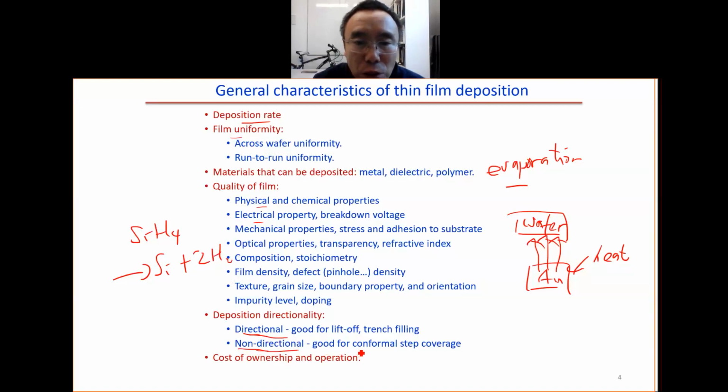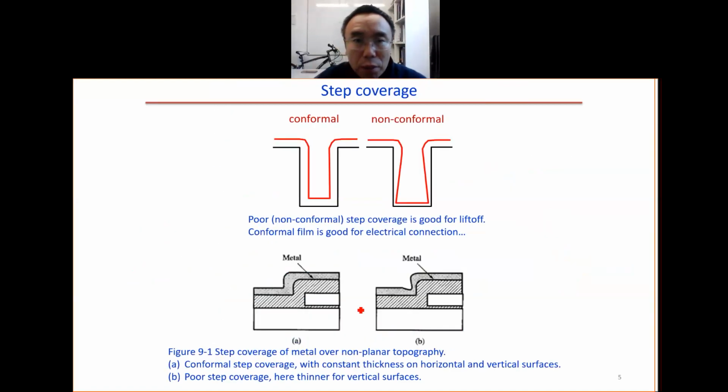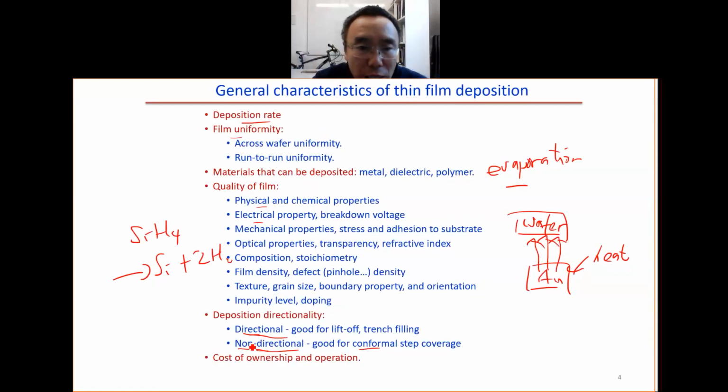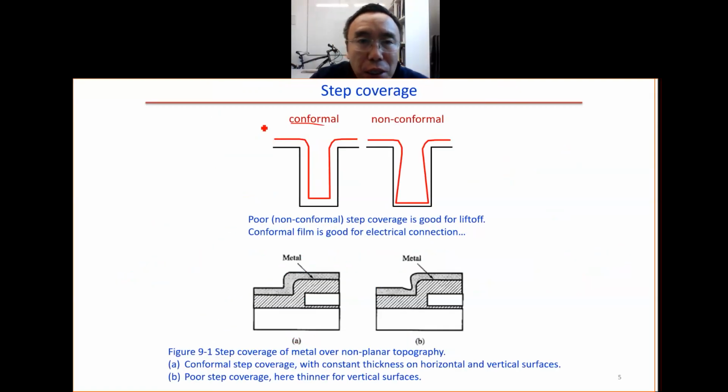So we have conformal deposition. You can see here, conformal means non-directional. The deposition rate along the vertical direction is almost the same as the deposition rate along the horizontal direction. But this one is non-conformal deposition. You can see the vertical deposition rate is faster than the horizontal deposition rate, and the bottom deposition rate is also slower. So this will affect whether it's conformal or non-conformal.